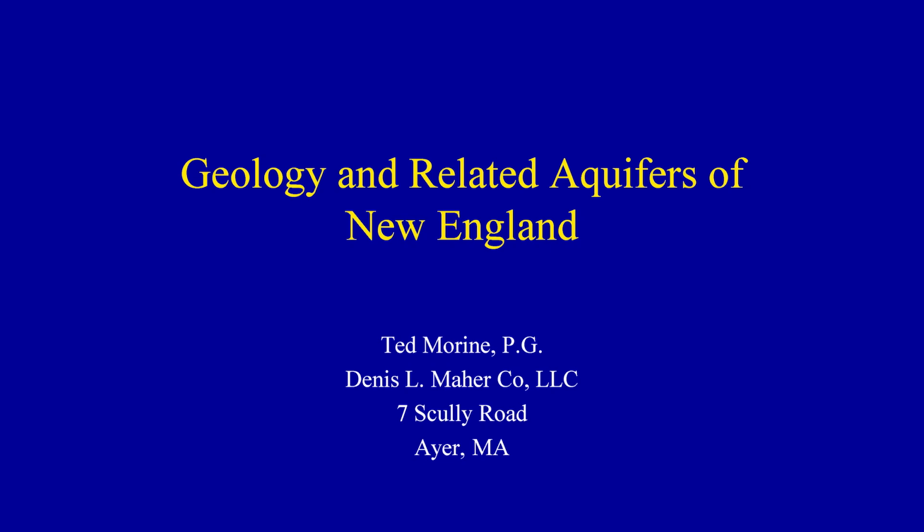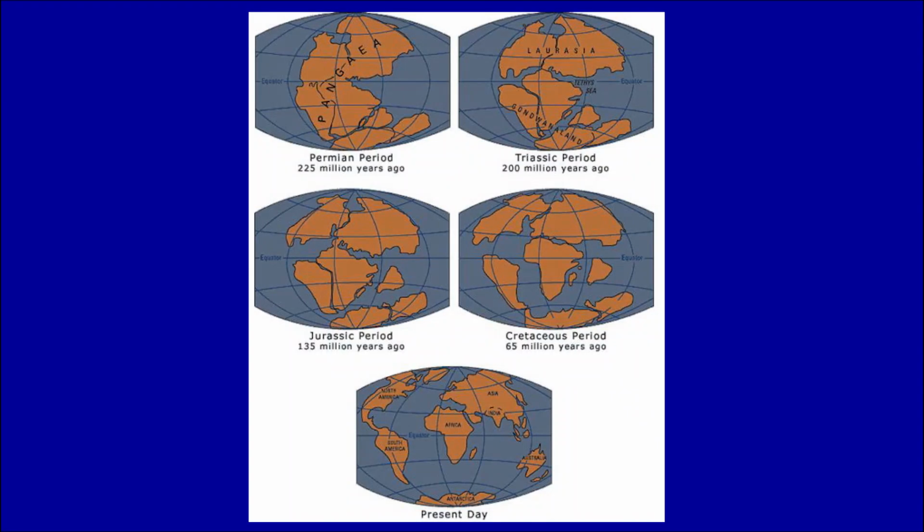The geology of New England can be very complex, and the overview that I'm going to give is going to be primarily concentrated on its relation to groundwater. About 500 million years ago, the continent of Pangaea was formed, and what is important is that the North African plate collided with the North American plate.